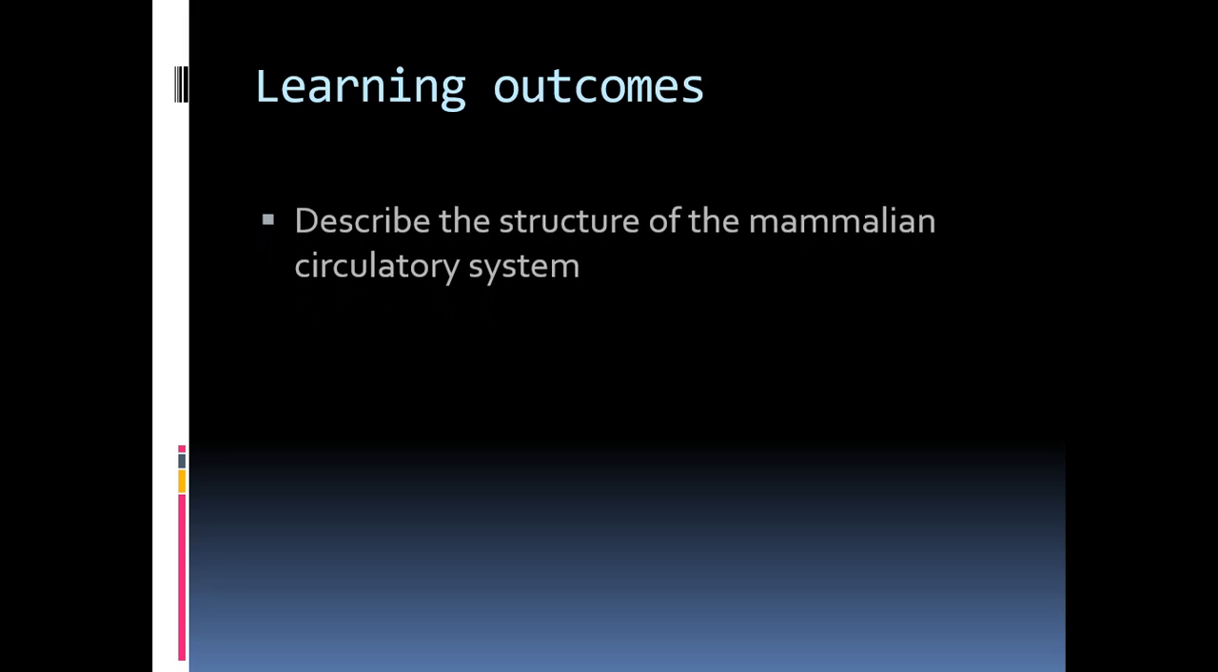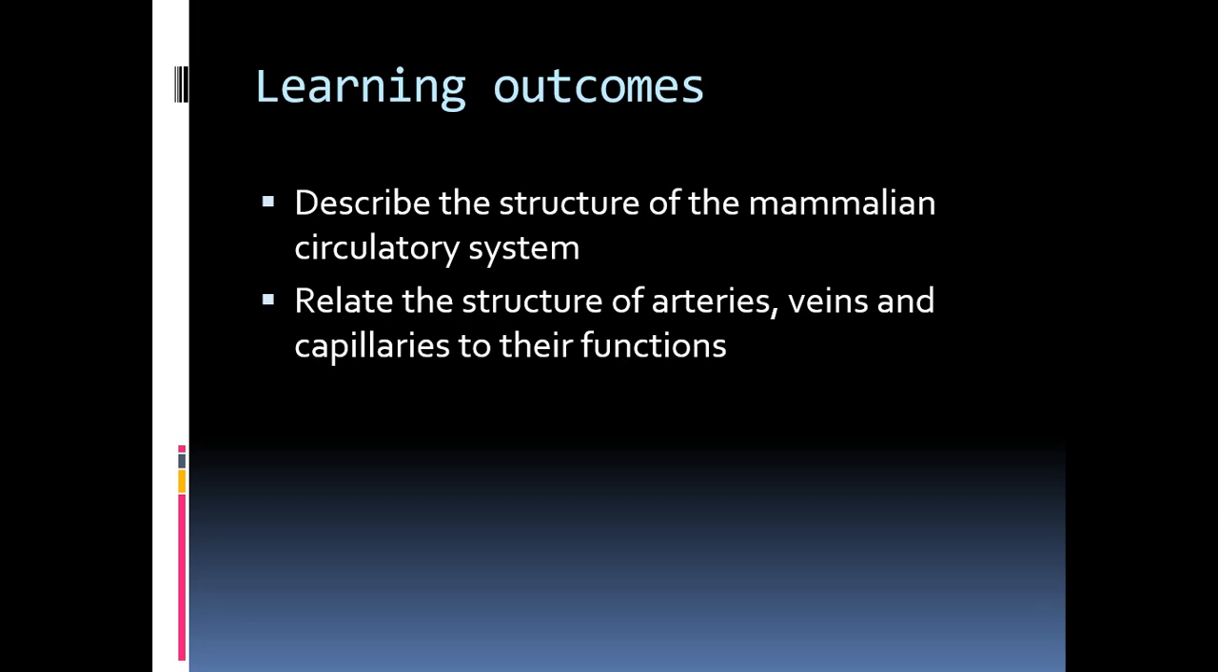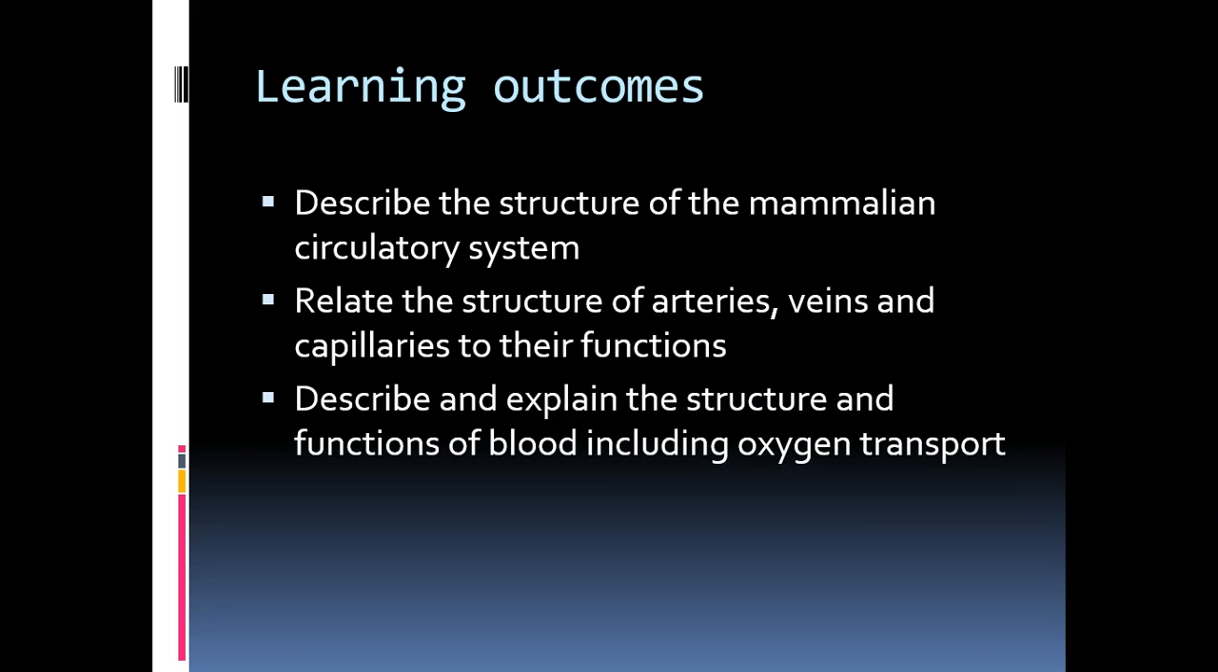Okay, before we move on any further, let's look at the learning outcomes that you need to know from this chapter. So the first one is that after going through this chapter, you must be able to describe the structure of the mammalian circulatory system. Number two, you must be able to relate the structure of arteries, veins, and capillaries to their functions. Number three, you must also be able to describe and explain the structure and functions of blood, including oxygen transport.